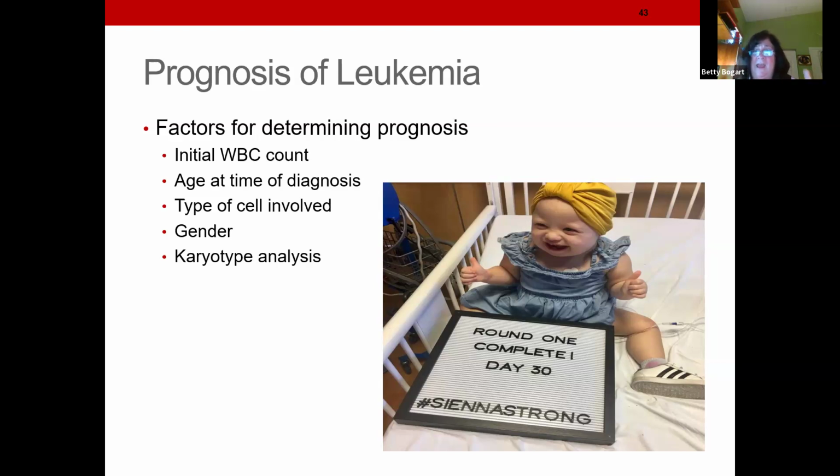Now you have ALL, lymphocytic leukemia, and AML, myeloid leukemia. AML is harder to diagnose. It's harder to treat. It takes longer and is more intensive. So ALL, if you have to have one, is the better one, if there is one. Also, boy or girl makes a difference. And then, what is your blood type? Are you a rare blood type?